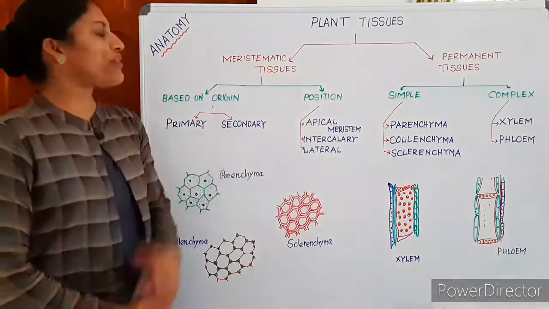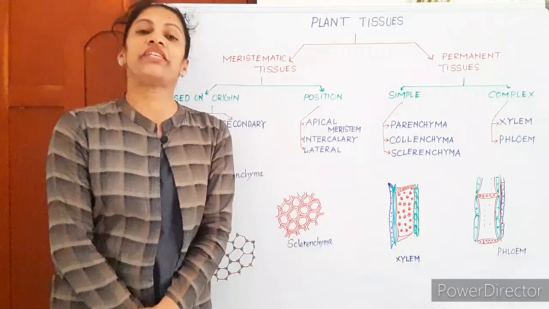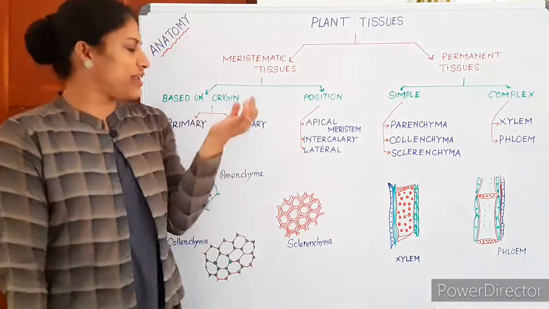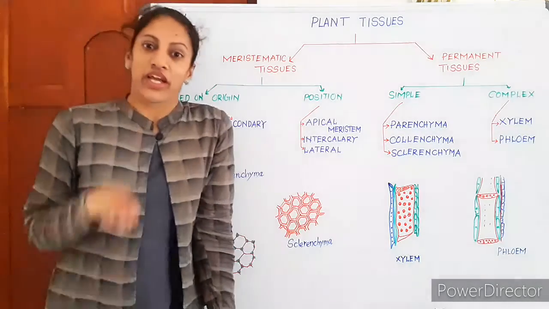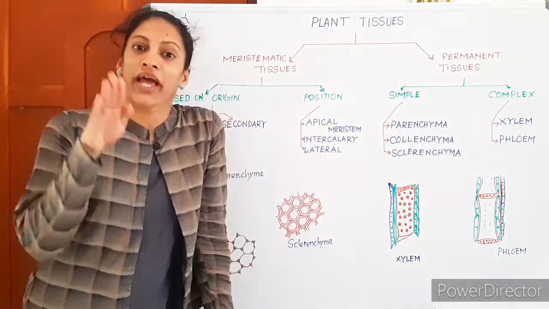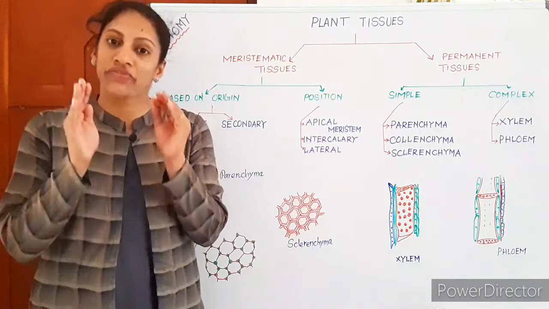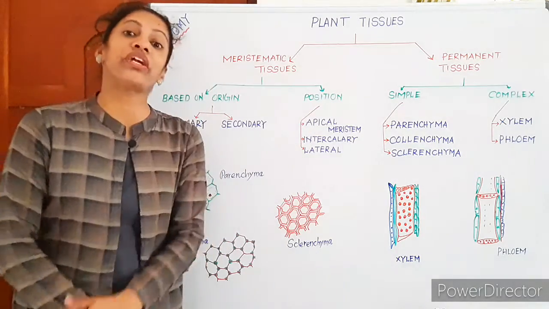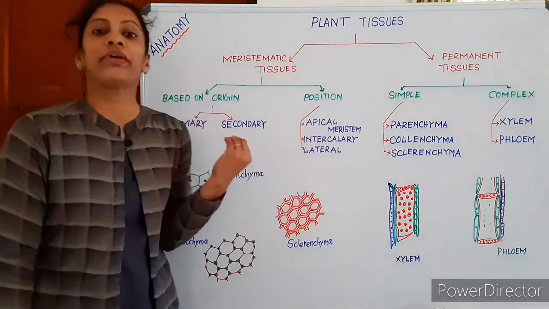Then the different types of meristems. Based on origin, meristems are classified into primary and secondary meristems. The name itself gives the answer. What is a primary meristem? If a meristem is present in the primary plant body, its origin is primary. It occurs from germination onwards, and it helps in primary growth. Such a meristem is known as primary meristem.